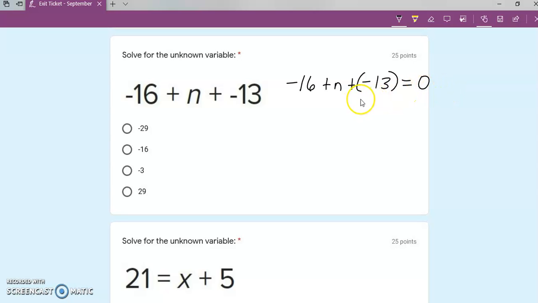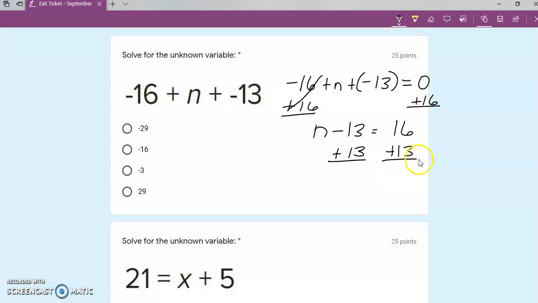So now I know, okay, in order to have the n by itself on this side, I have to add 16. So I have to do the opposite here. I'll still have n minus 13 equals, what, 0 plus 16? 16. Again, my variable's still not by itself. I still have the n minus 13 on this side. So again, I do the opposite, or inverse. The opposite, sorry, that was supposed to be a 13, not a 16.